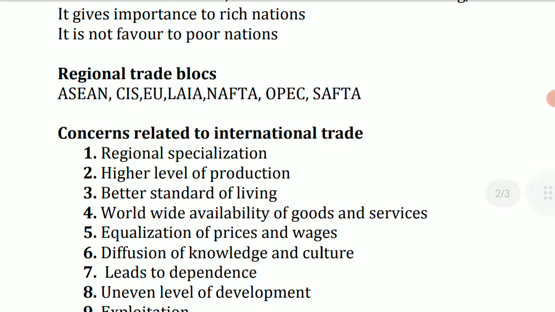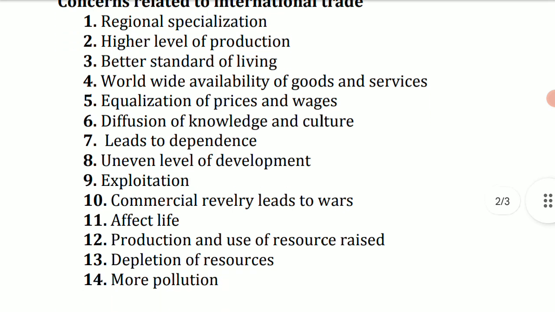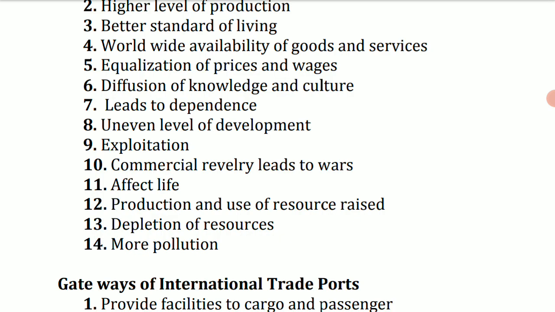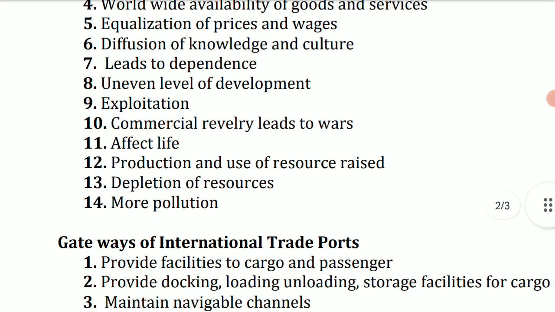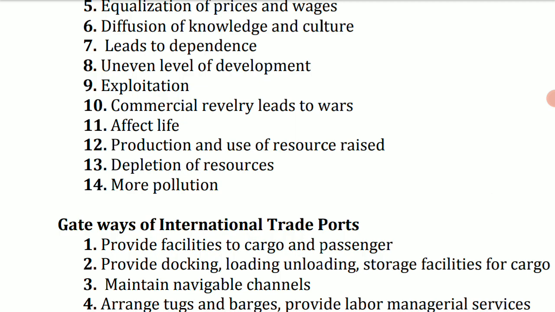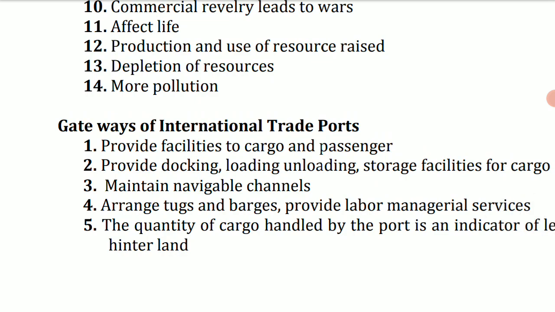Then there are regional trade blocs: ASEAN, CIS, European Union, LAIA, NAFTA, OPEC, SAFTA. And what are the concerns related to international trade? The benefits are regional specialization, a higher level of production, a better standard of living, worldwide availability of goods and services, equalization of prices and wages, and diffusion of knowledge and culture. The problems are that it leads to dependence and uneven levels of development. The exploitation of labor resources is done on a very huge level. Commercial rivalry leads to war. It affects people's lives. Production and use of resources are raised, there is depletion of resources, and all this leads to more population.